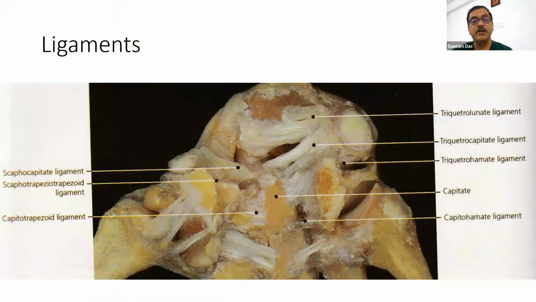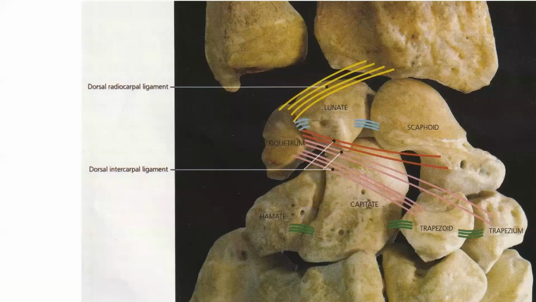And this is from the dorsal side. From the dorsal side, some of the ligaments are very easily seen, and some of the ligaments are not easily seen, not in all persons. On the dorsal side, the most easily seen ligament is your scapholunate ligament. This is one of the intrinsic ligaments which is very nicely seen.